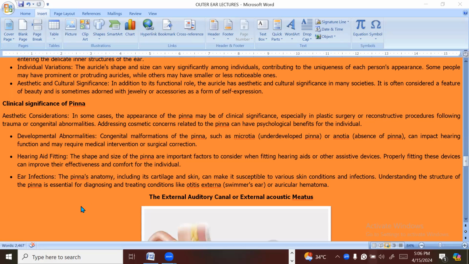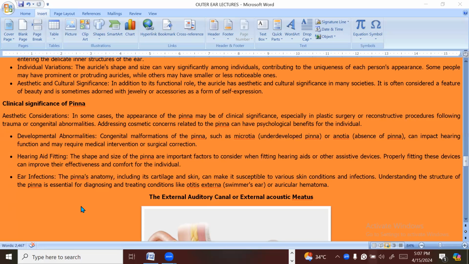The next is ear infections. The pinna's anatomy, including its cartilage and skin, can make it susceptible to various skin conditions and infections. So understanding the structure of the pinna is essential for diagnosing and treating conditions like otitis media or auricular hematoma.